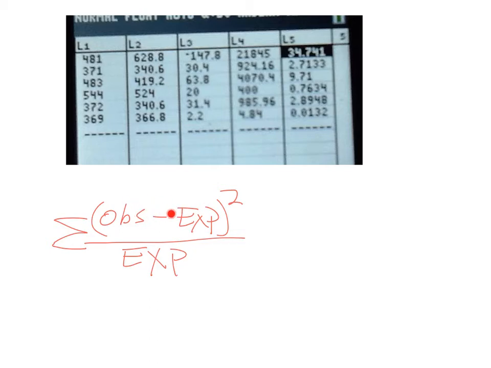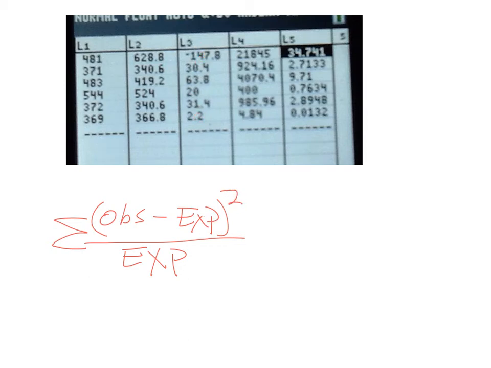Here's the expected values I just calculated. So the first step of the formula says subtract what you expect to get from what you observed. So I subtracted those and got negative 147.8. I subtracted those, got 30.4. Notice the only negative value is this one, and that's because this expected number is the only one that's larger than what we observed. Okay, the next step, we found all those residuals. That's this column.